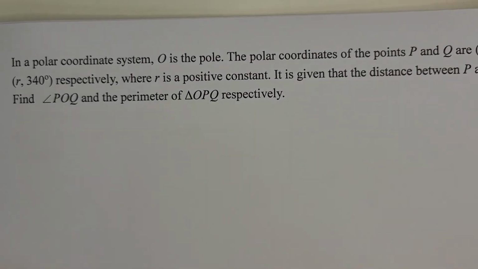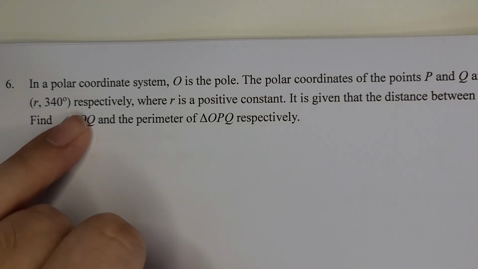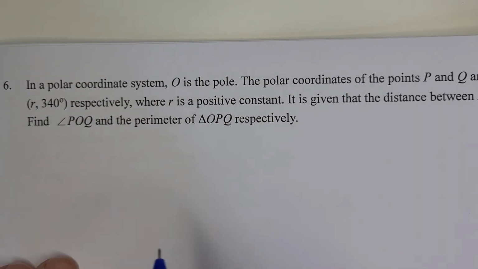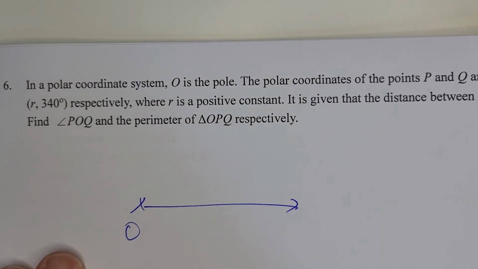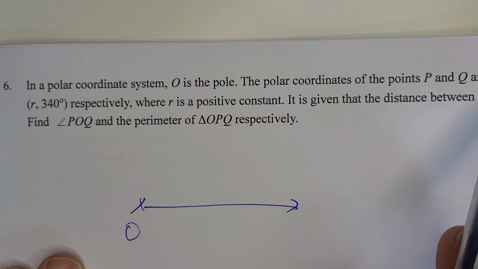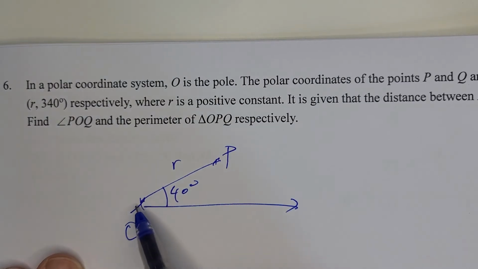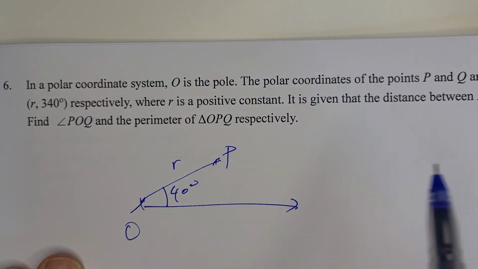So let's move to question number 6. In the polar coordinate system, O is the pole. Okay, when you look at such kind of polar coordinate system, at least you need to draw a horizontal line. The pole is here. Polar coordinate of point P are R, 40. Okay, something like 40 degree here. P. R is talking about the distance between pole to the point P.